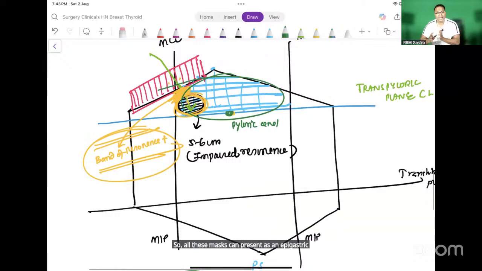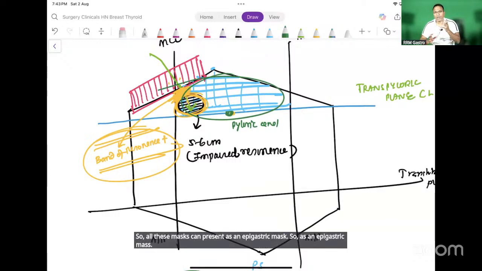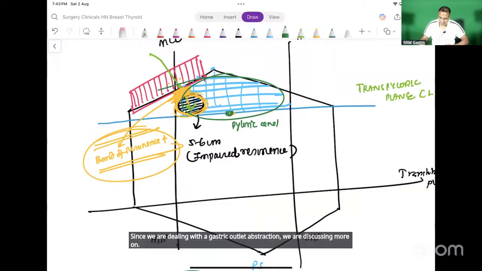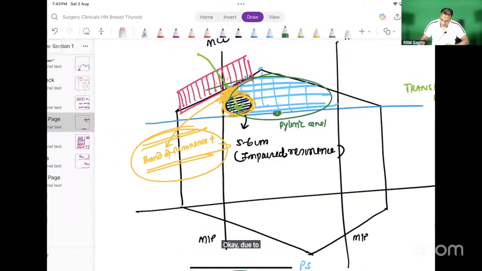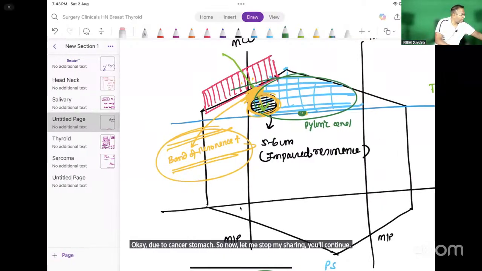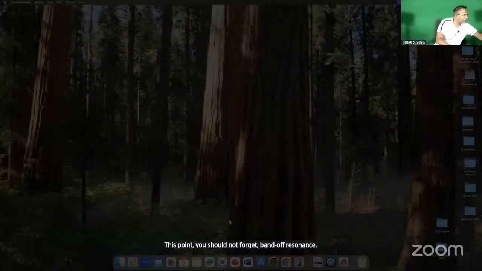So as an epigastric mass, since we are dealing with a gastric outlet obstruction, we are discussing more on GOO, due to cancer stomach. So now let me stop my sharing. You continue. This point you should not forget, band of resonance. Okay, it's the most important point.